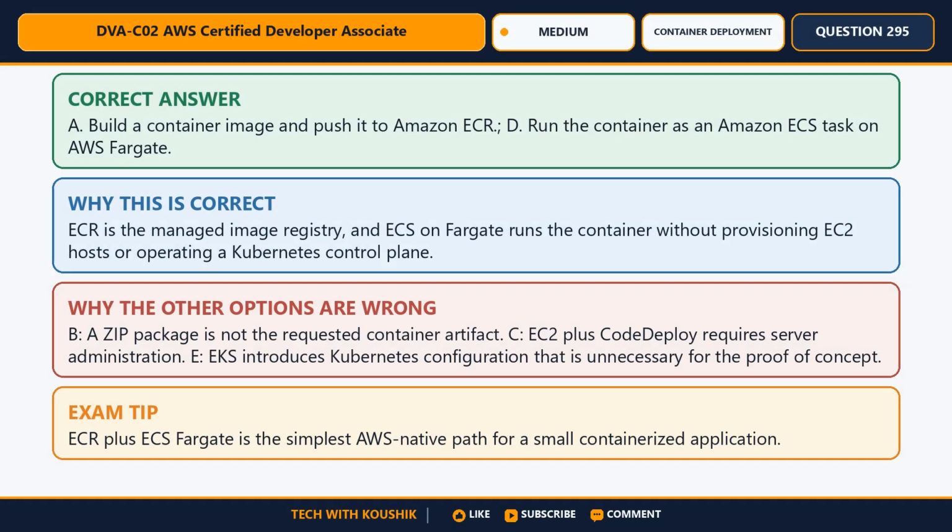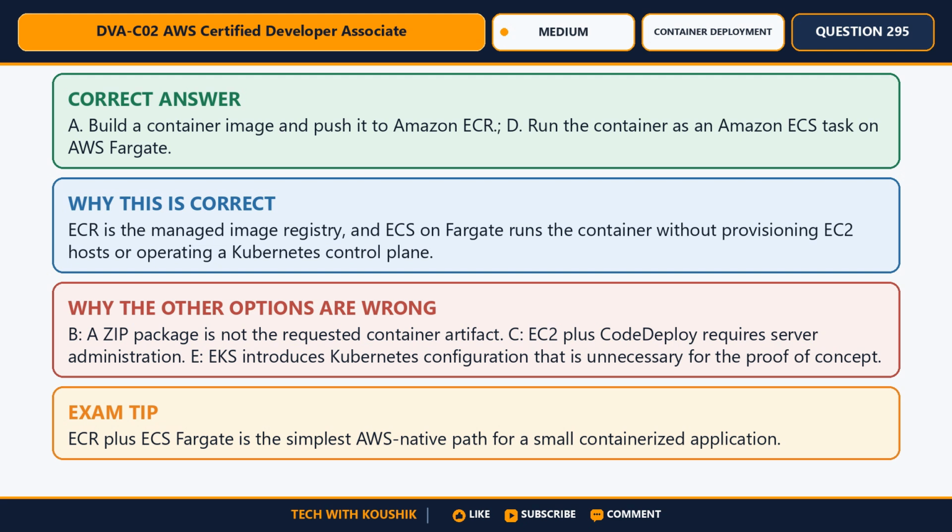The correct answer is A. Build a container image and push it to Amazon ECR. D. Run the container as an Amazon ECS task on AWS Fargate. Here is why. ECR is the managed image registry, and ECS on Fargate runs the container without provisioning EC2 hosts or operating a Kubernetes control plane.